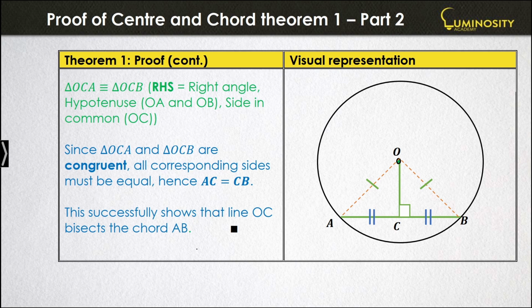So what does that mean? That means that by the right angle, hypotenuse, side criteria for congruency, the triangles are essentially identical. They are the same triangle. Because they are congruent, the lengths of sides AC and BC must be equal by congruency of the triangles. But that is what we wanted to show in the first place. So therefore, we have proven mathematically that the perpendicular line from a center to a chord bisects the chord, cuts the chord in half.